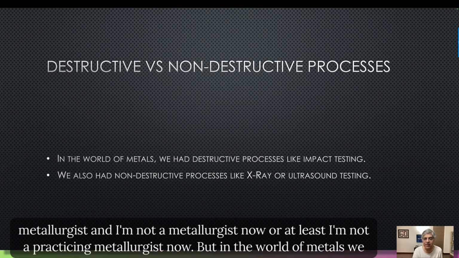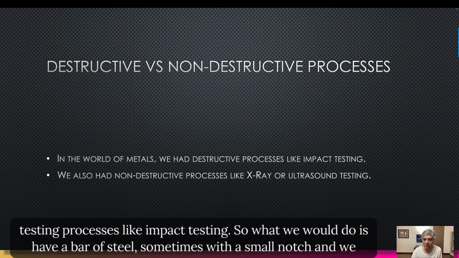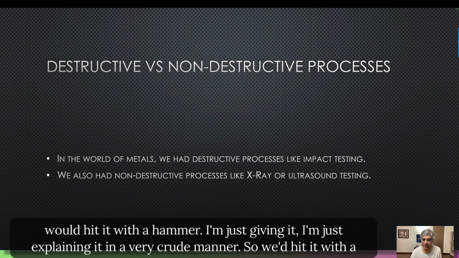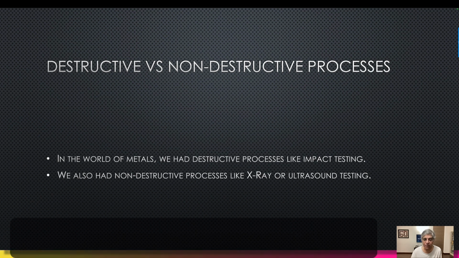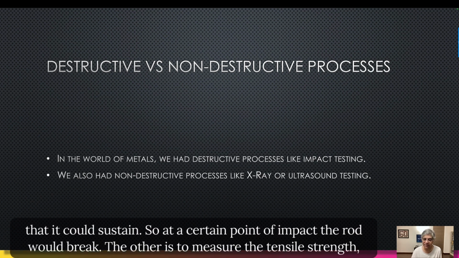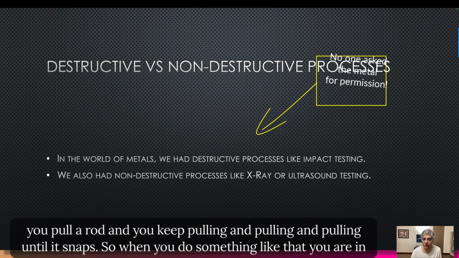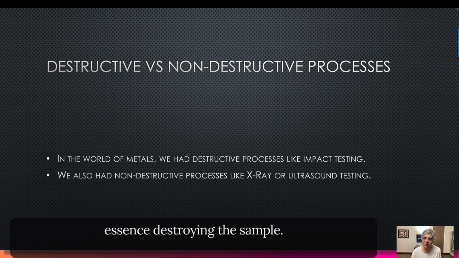I am a metallurgist, or at least I'm not a practicing metallurgist now. But in the world of metals, we had destructive testing processes like impact testing. So what we would do is have a bar of steel, sometimes with a small notch, and we would hit it with a hammer. I'm just explaining it in a very crude manner. We'd hit it with a hammer and then we'd measure the force that it could sustain. At a certain point of impact, the rod would break. The other is to measure the tensile strength. You pull a rod and you keep pulling and pulling until it snaps.